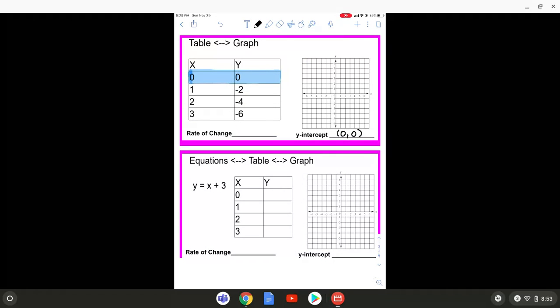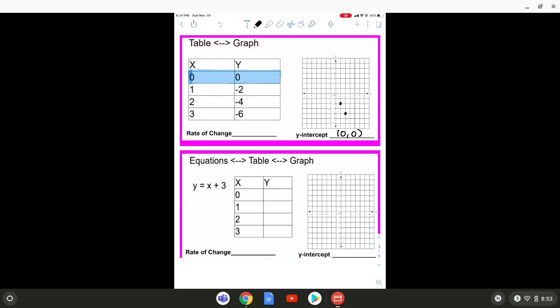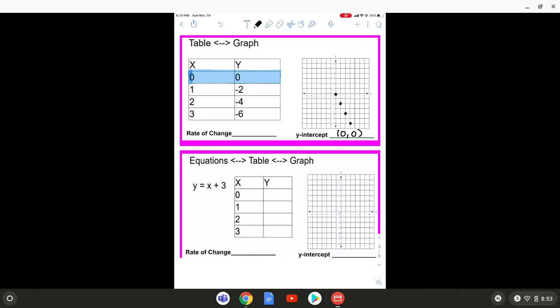And now I'm going to graph. So I'm going to go on the horizontal line and find 1. And then I'm going to go down the y-axis and find -2. And that is where that point would be. Then I'm going to go over and find 2, and then go down to -4, over to 3, and down to -6. And then I'm going to draw my line again.